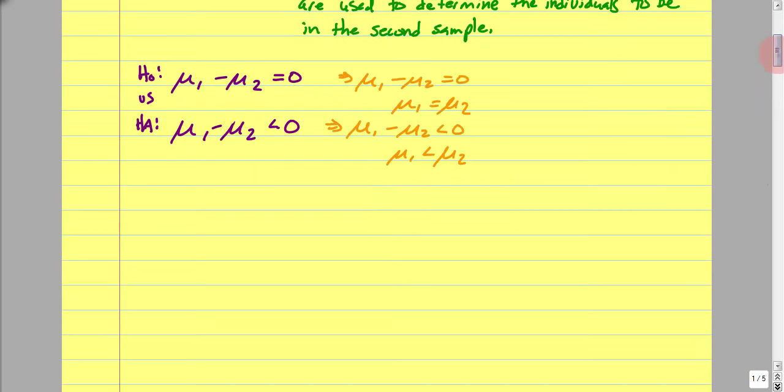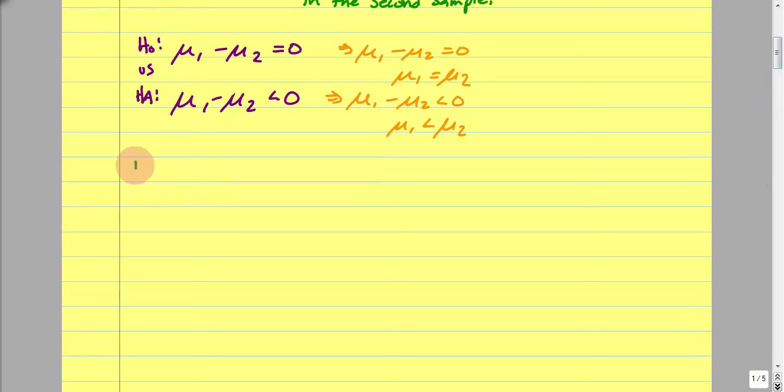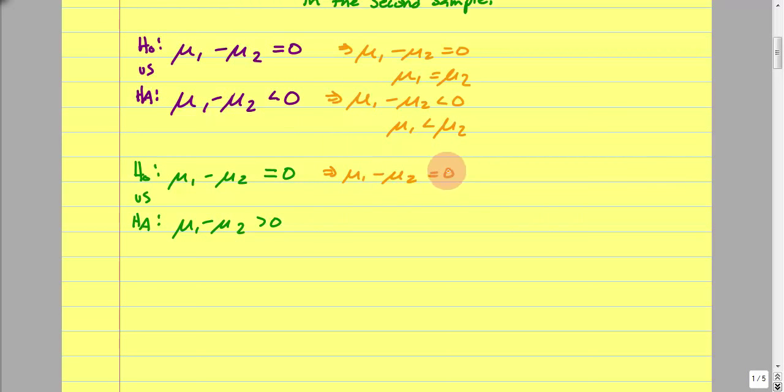We can also look at another null and alternative hypothesis set. We could look at H0 versus HA, mu1 minus mu2. The equality goes with the null hypothesis. In this case, let's go ahead and look at greater than 0. So again, no change here. mu1 minus mu2 equals 0. I'd add the mu2 across and I'd get mu1 equals mu2. In this case I'd have mu1 minus mu2 is greater than 0. When I add the mu2 across, I get mu1 greater than mu2. So this is checking to see if the population mean for the first group is greater than the population mean for the second group.